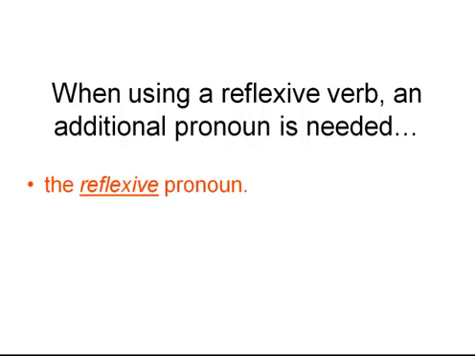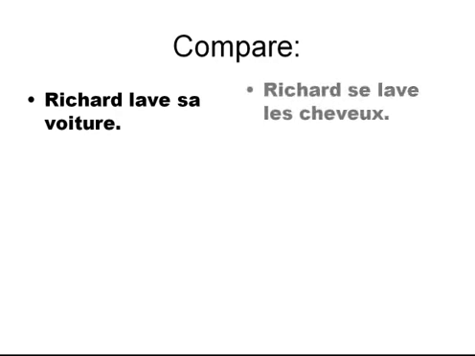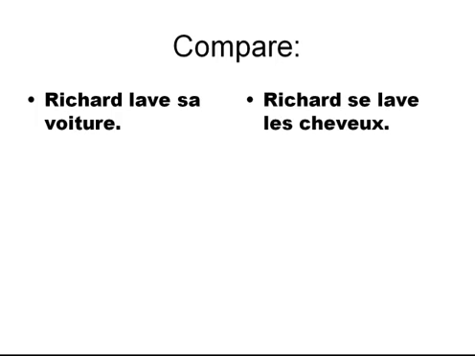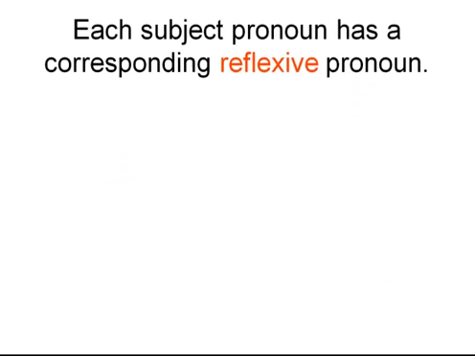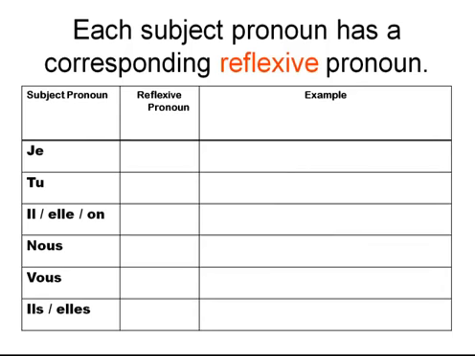So to take a look at a reflexive pronoun, I want you to compare a sentence. Richard lave sa voiture. Richard se lave les cheveux. In the second sentence, we have a reflexive pronoun. The reflexive pronoun is used to show that the action is being done by the subject to the subject. Each subject pronoun has a corresponding reflexive pronoun. It's kind of like saying myself, himself, herself in English.